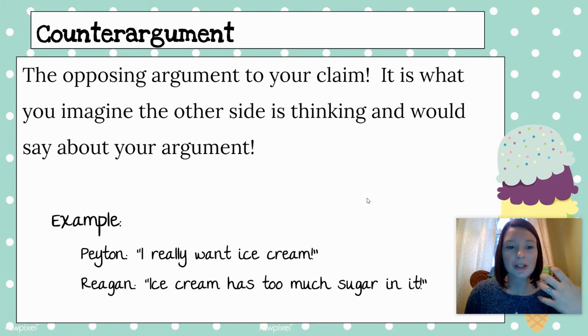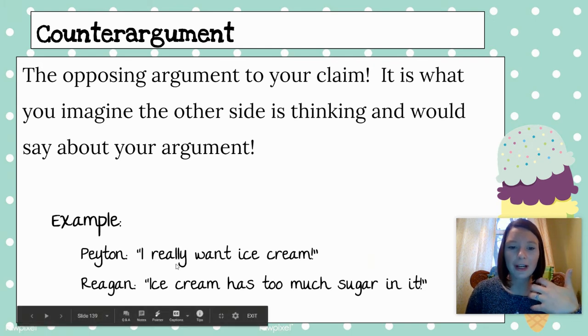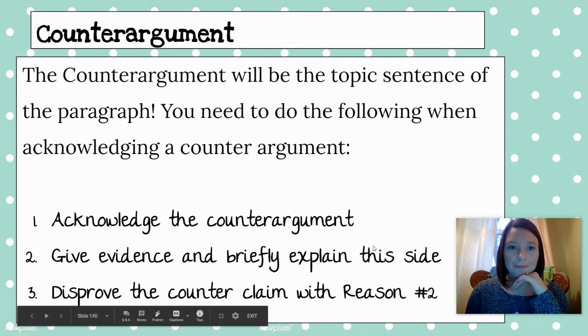So an example to this would just be something simple like, Peyton really wants ice cream, so that's her claim. I really want ice cream. And Reagan is saying that ice cream has too much sugar in it. So that's the counter argument, right? It's really simple with her response right here. Okay, so you are trying to acknowledge the opposite side of your claim.